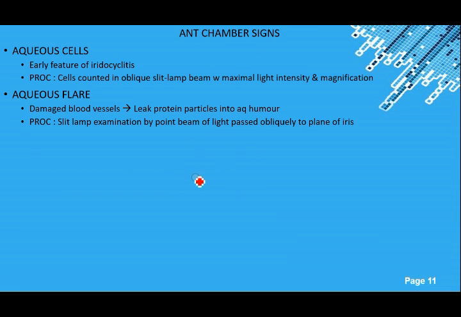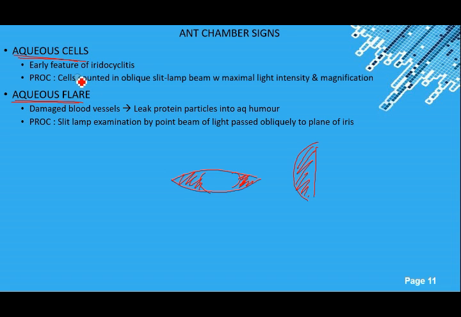Then you move on. We talked about the lid first, then we talked about the conjunctival layer, and now we've talked about the corneal layer. So then move one step into the anterior chamber. What are you going to see in the anterior chamber? The first two things you're going to see are aqueous cells and aqueous flare.